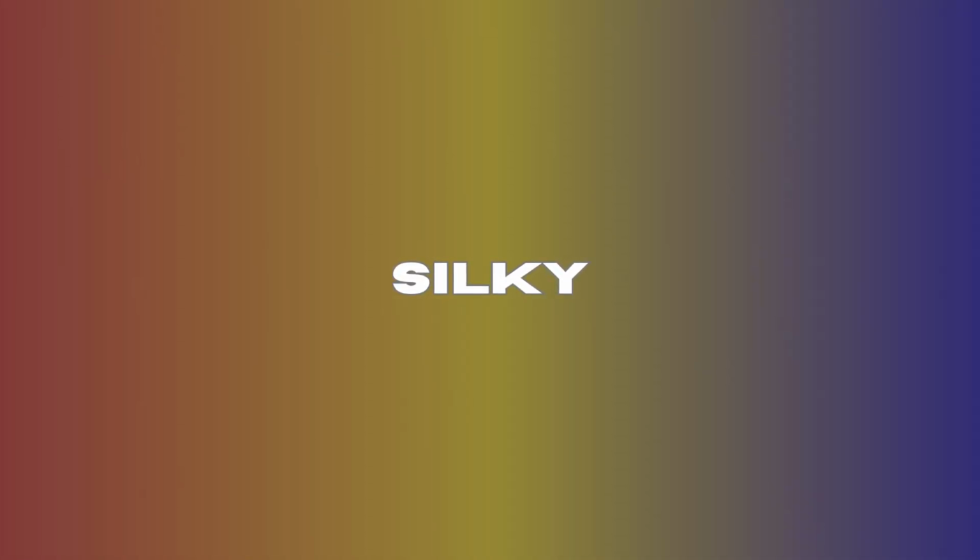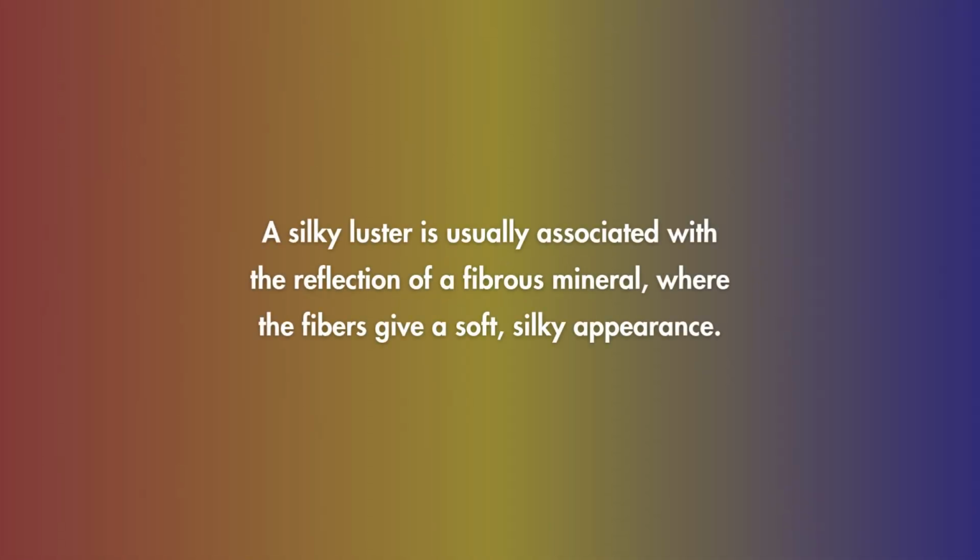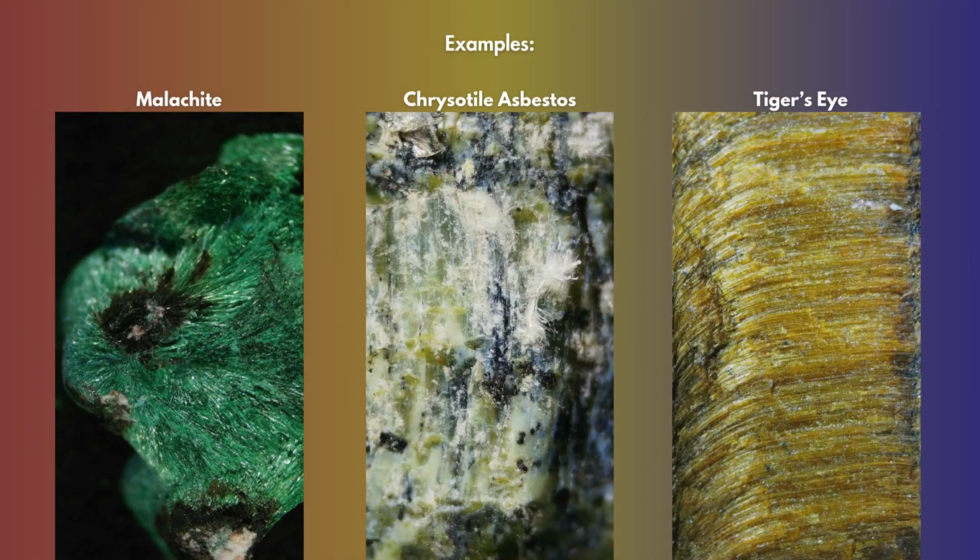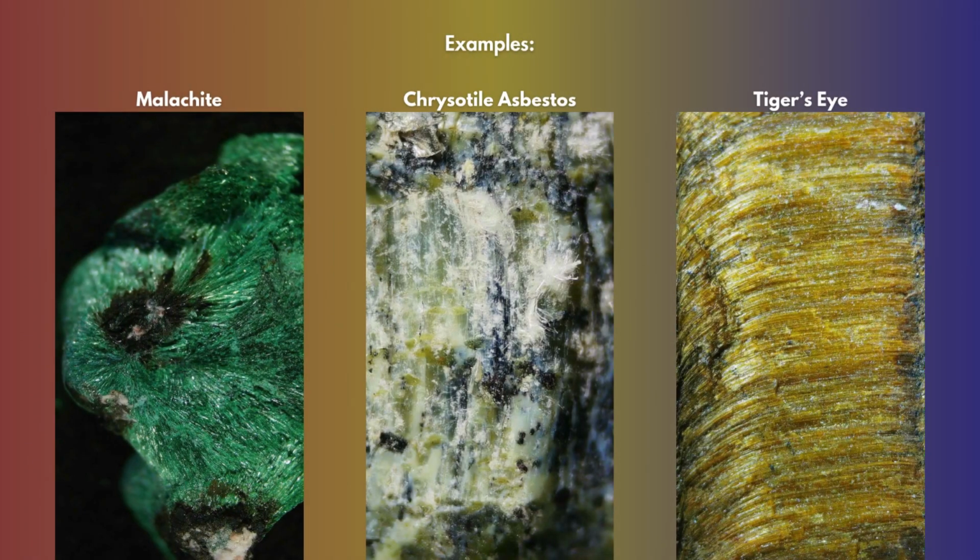Moving on to silky. A silky luster is usually associated with the reflection of a fibrous mineral, where the fibers give a soft, silky appearance. Some examples of this include malachite, chrysotile asbestos, and tiger's eye.